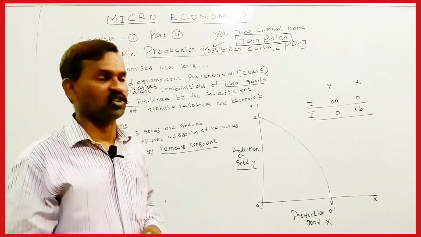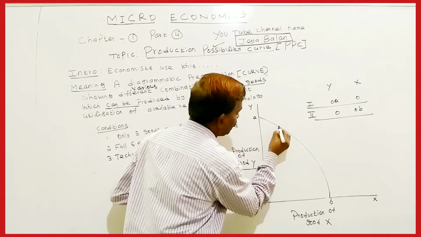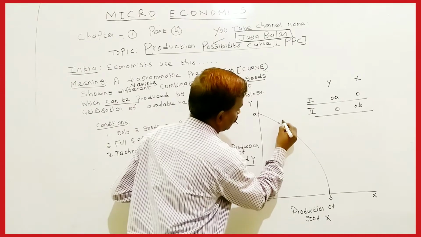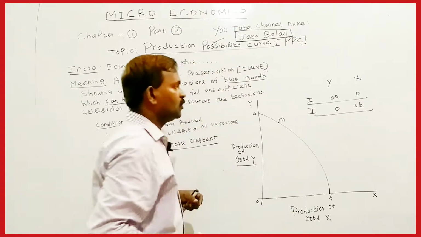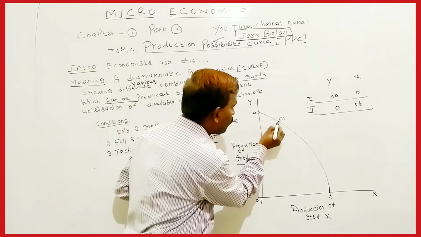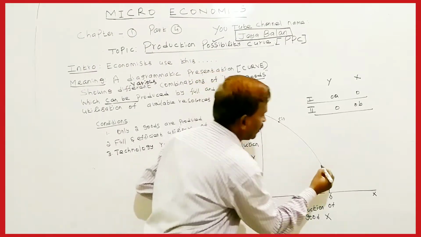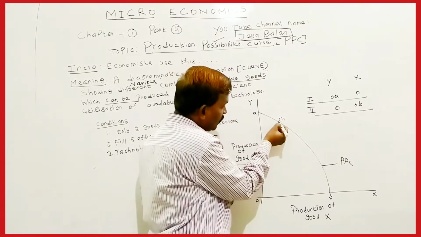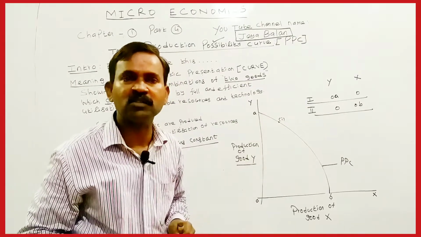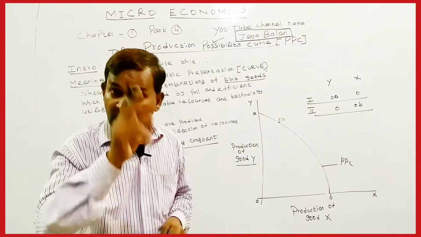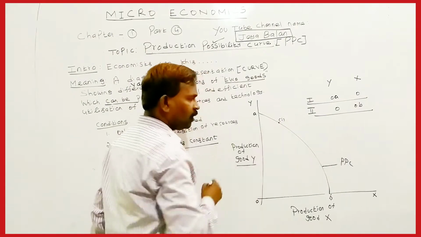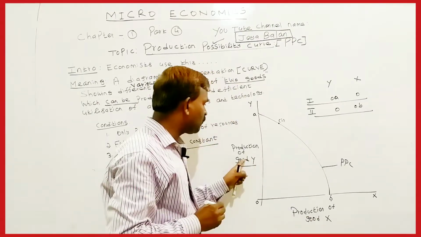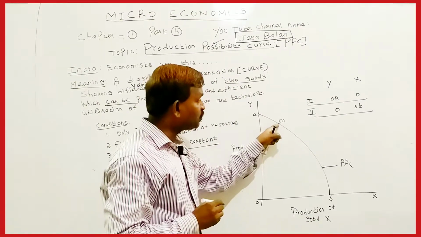Now let's have different combinations. Now you see here, I am plotting a point here. For example, this is point 1. I have plotted a point on the production possibility curve. This is PPC. That point is named as small letter 1. What does it mean? It means, you see here, how to find out the number of units of good X and the number of units of good Y produced at this point on PPC.